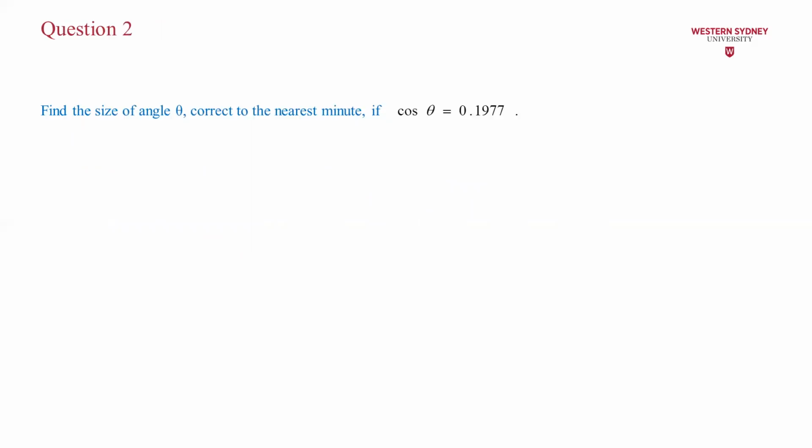Question 2. Find the size of angle theta correct to the nearest minute if cos theta is equal to 0.1977. Pause the video now.